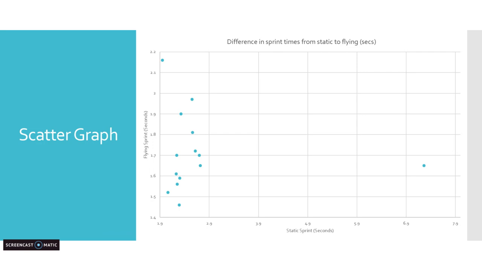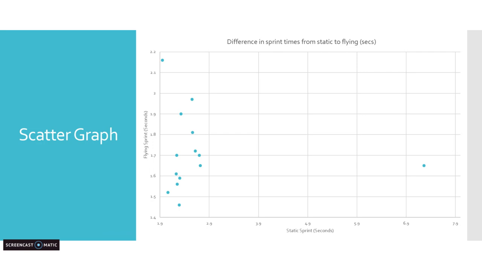Scatter graphs or scatter plots are two-dimensional ways of showing data, and the visualization of each dot is a participant, and it represents the values obtained for two different variables. So in the example, we have sprint times, the difference in sprint times from static and flying in seconds. So each dot is a participant, and you can see the two different variables. One along the x-axis is static sprint, and the y is flying sprint.